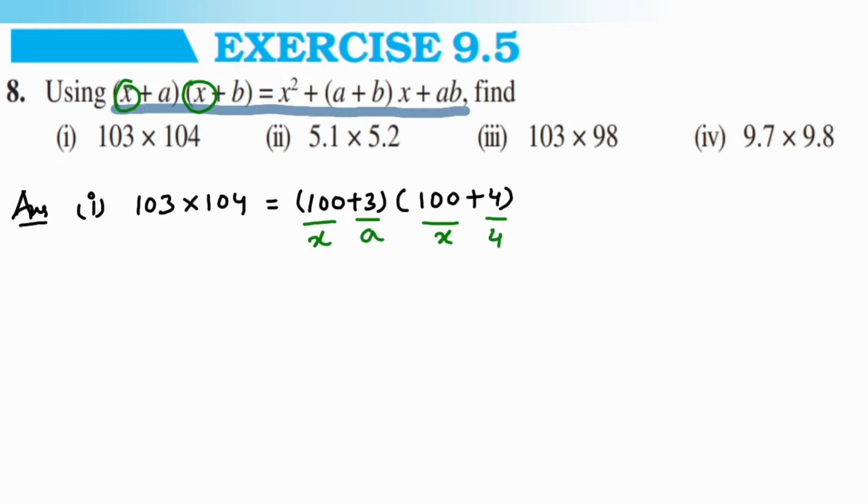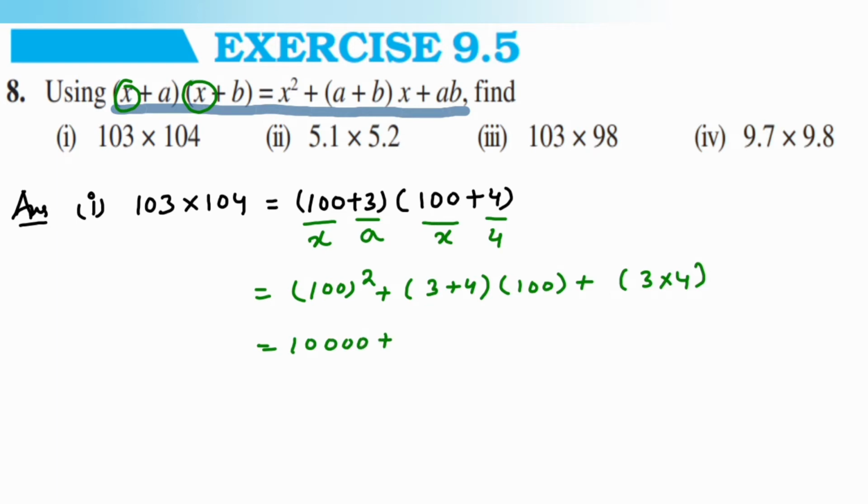Now we're going to substitute this in the identity. We'll get 100 square plus (3 plus 4) into x, x value is 100, plus 3 into 4. Now this is equal to 10,000 plus 7, 3 plus 4 is 7, and 7 into 100 is 700, plus 3 into 4 is 12. Now we'll add all these numbers, that is 10,000 plus 700 plus 12 will be equal to 10,712. Okay, this is the value for the first question. Now we'll move on to the second one.